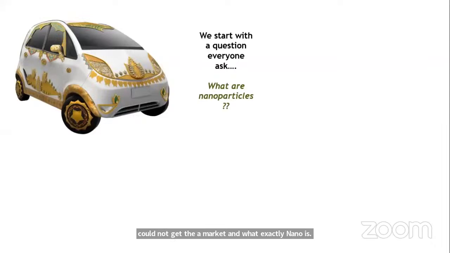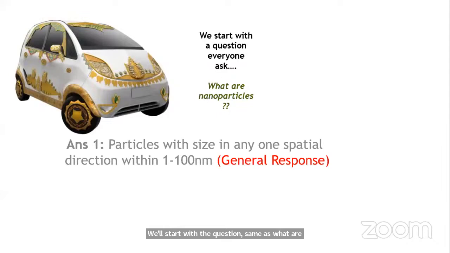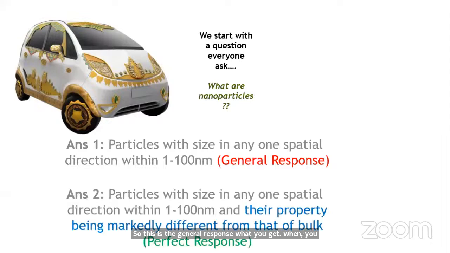So we'll start with the question: what are nanoparticles? If you define nanoparticles, one definition says particles with a size in any one spatial direction within 1 to 100 nanometer. This is the general response you get when you ask about nanoparticles. Now, the precise response is particles with a size in any one spatial direction within 1 to 100 nanometer, and their property being markedly different from that of the bulk. This is very important. When the size goes to the nano level, the property changes.